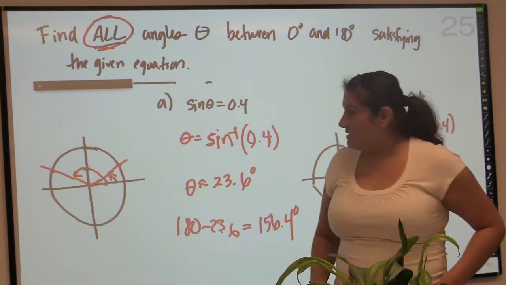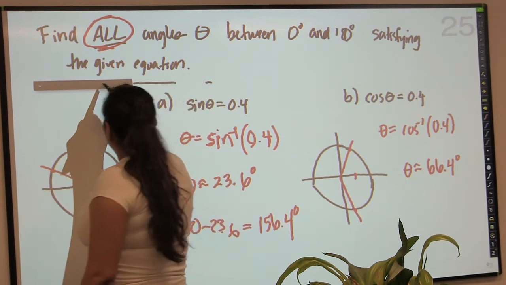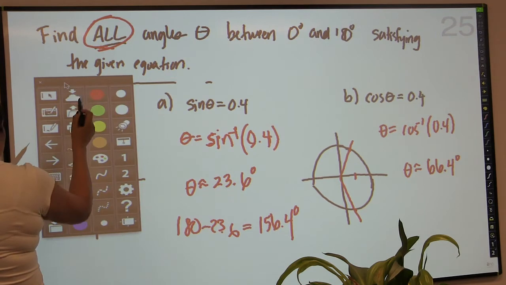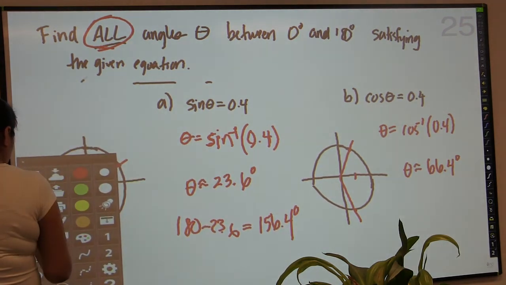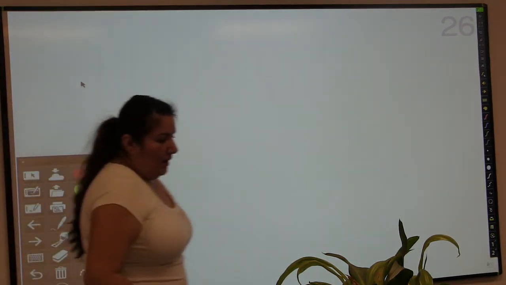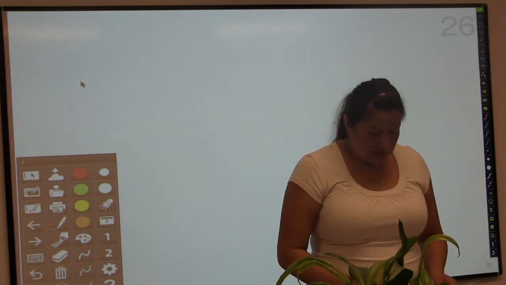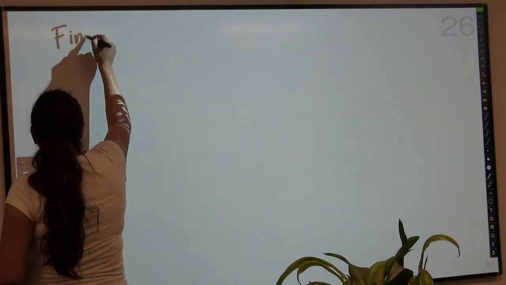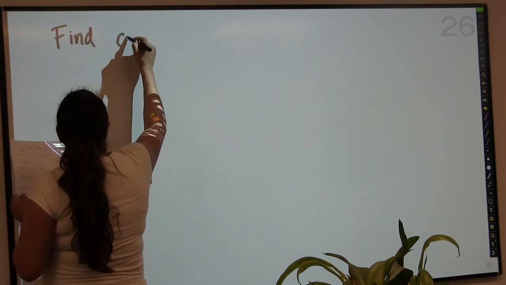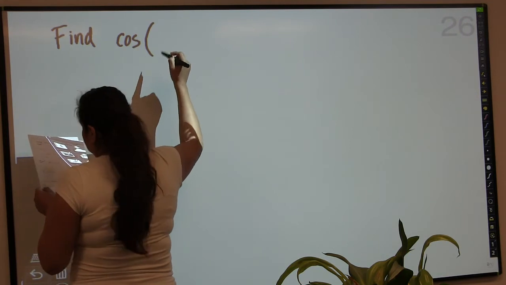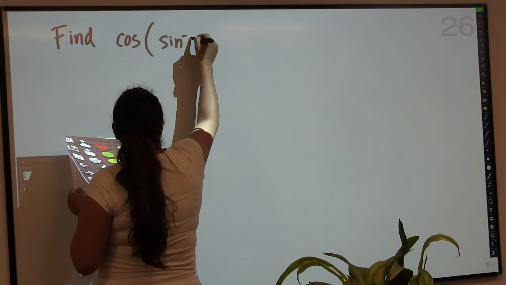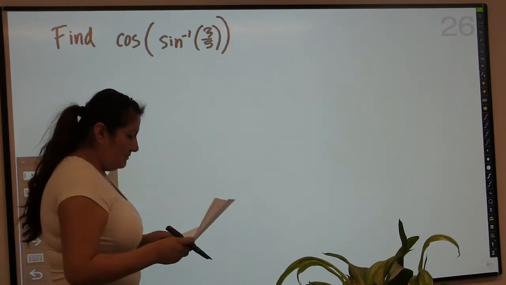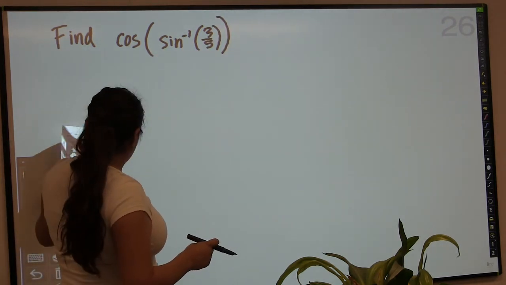Okay, then the next example is about composing trig functions and their inverses. So what if I gave you this? Find cosine of sine inverse of 3/5.